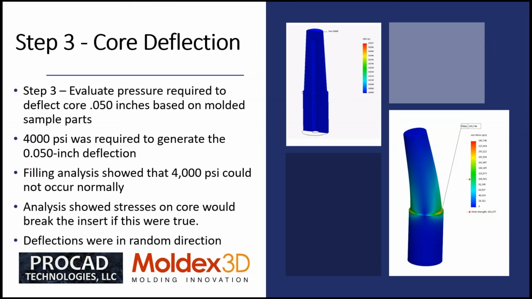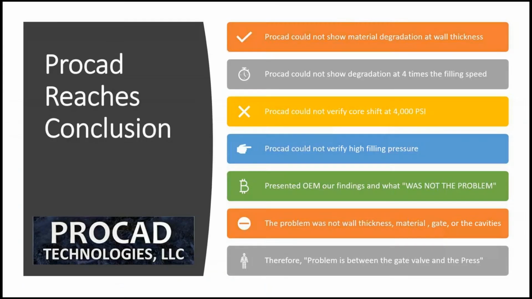So everything on this project that was wrong, we couldn't verify at all anywhere. We walked through the whole process and reached these conclusions. We couldn't get the material to degrade, even degrading at 4 times the filling speed, it still was fine. Core shift seemed unlikely to get up to the 4,000 PSI mark. We couldn't verify the high pressures, and basically we concluded that there's nothing wrong. So instead of finding problems, we found solutions.